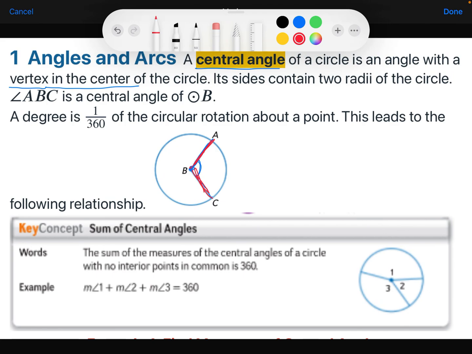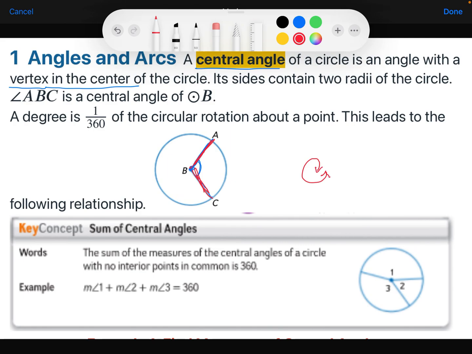A degree is 1 divided by 360 of the circular rotation about a point. So if we have a circle, it's going to go 360 degrees total. Think about if you were to turn around 360 degrees, you would form a full circle. So there's 360 total internal degrees in a circle.